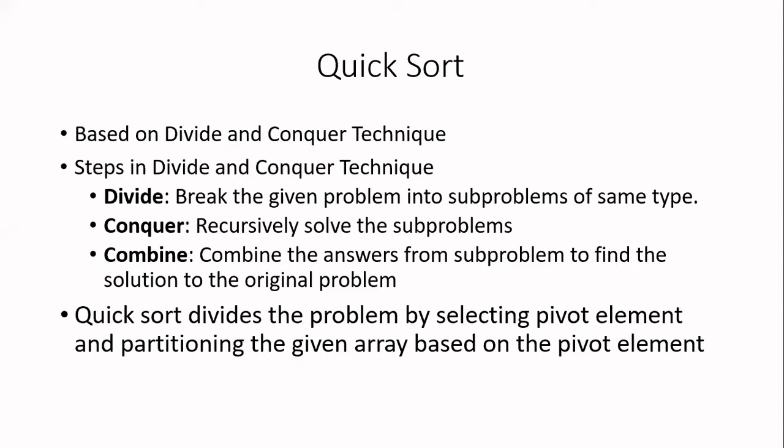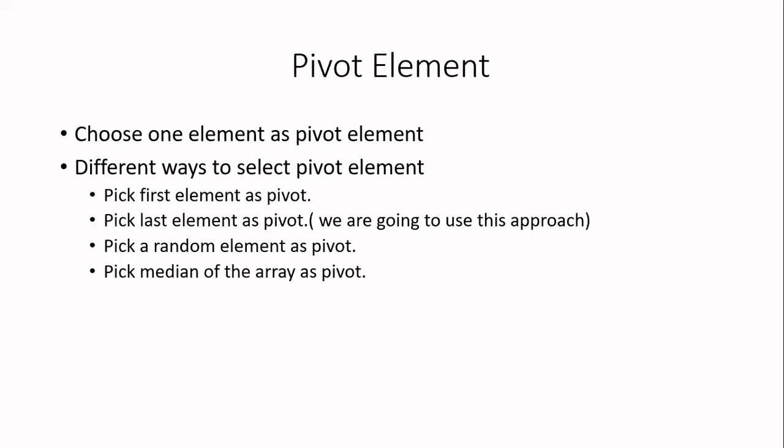Now, this quicksort is based upon the pivot element. So what is a pivot element? Every time you are going to choose one element as a pivot element, and there are different ways to select which element should be taken as pivot. There are four important methods. The first method is, whatever your array under consideration is, consider the first element of that array as the pivot element.